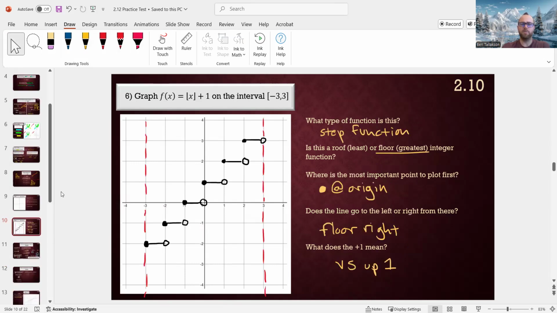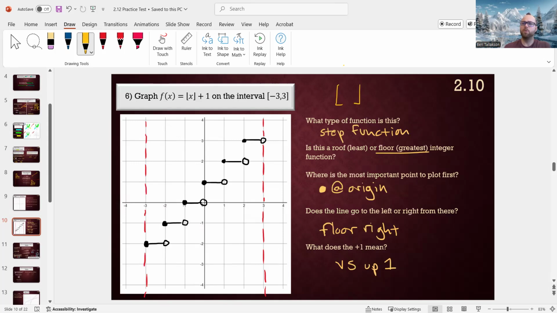This is a step function. It is not an absolute value function, right? You see these little feet, little minion feet on the bottom. That means it's a step function, but not just any step function. It's a floor step function because the feet are on the floor. And we also call that a greatest step function. Okay.